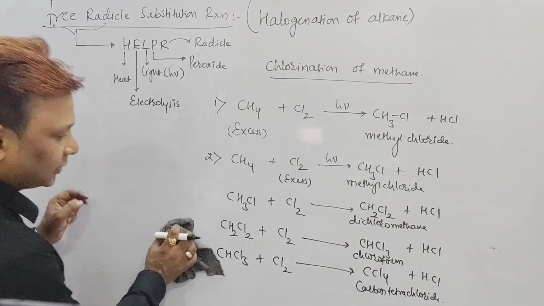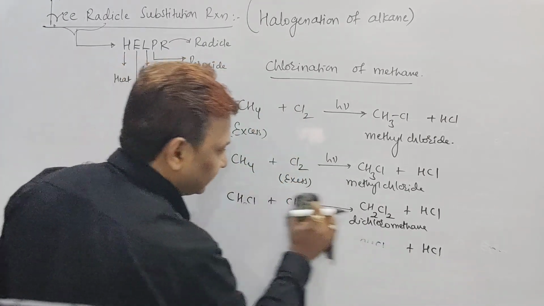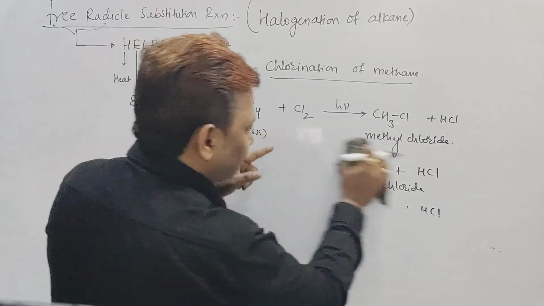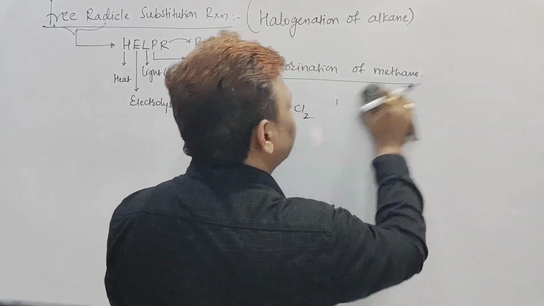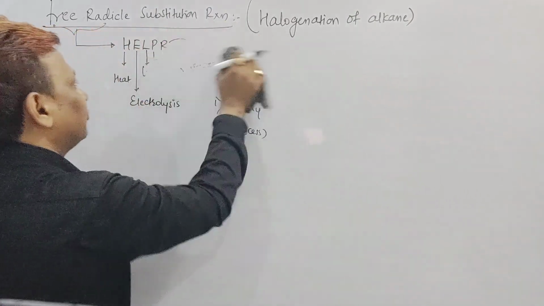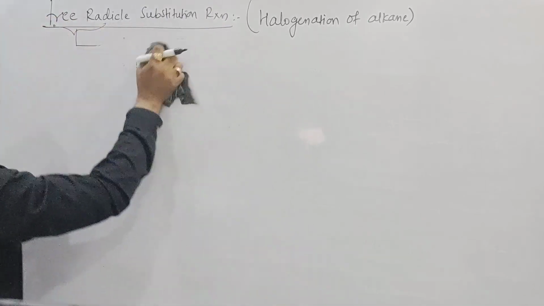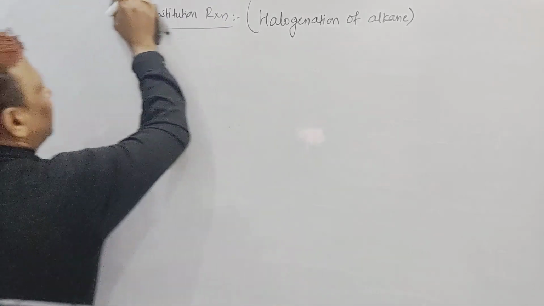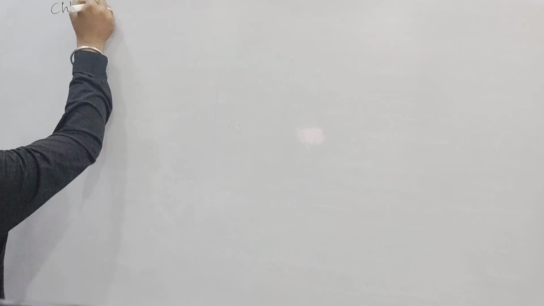I'll take up this mechanism now, meaning how the first step is obtained and how the second step is obtained, and what mechanism we have to follow. Everything we have to check now. It is the halogenation of alkane, called the chlorination of methane, and in this we are going to discuss the mechanism.